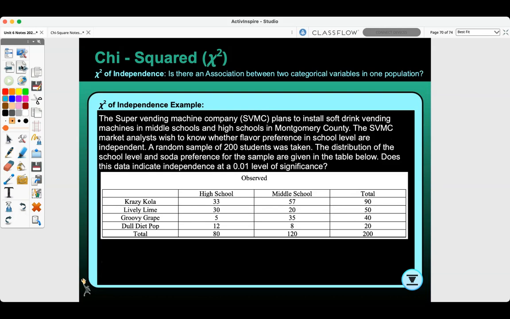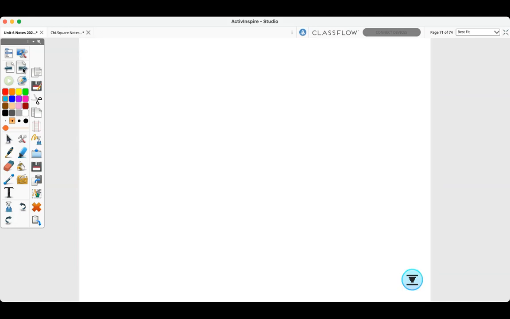Let's look at our example for this. The Super Vending Machine Company, SVMC, plans to install soda vending machines in middle schools and high schools in Montgomery County. The SVMC market analysts wish to know whether flavor preference and school level are independent. A random sample of 200 students was taken. The distribution of the school level and soda preference for the sample are given in the table below. Does this data indicate independence at a 0.01 level of significance? So we're going to go ahead and have this example.